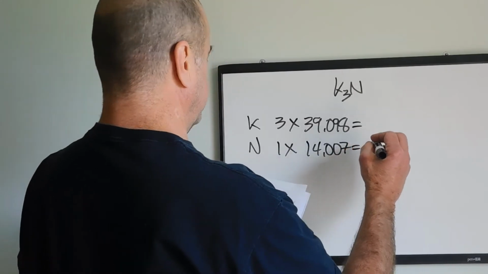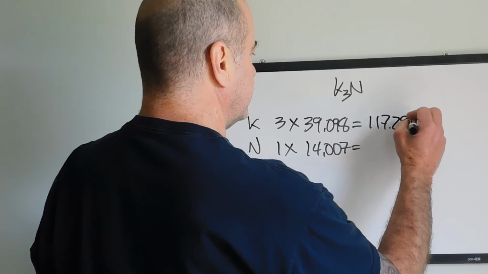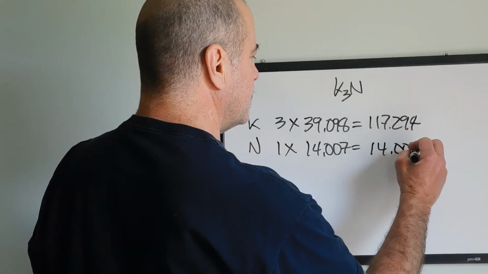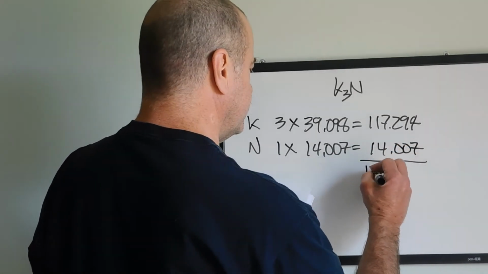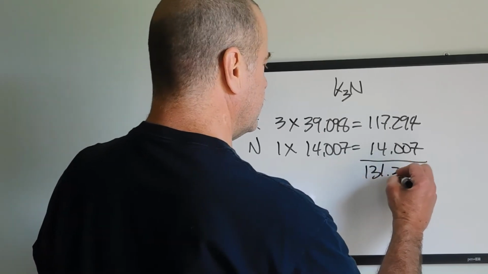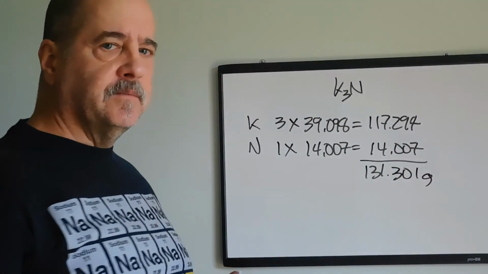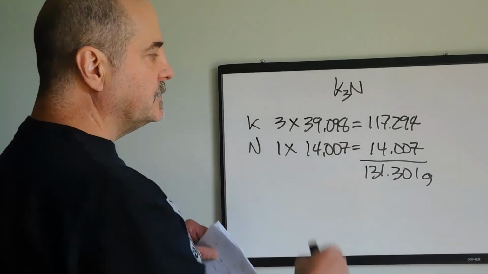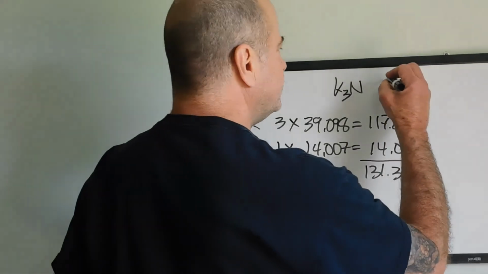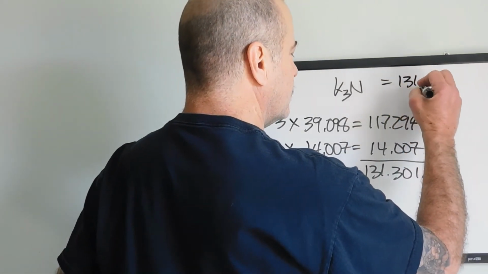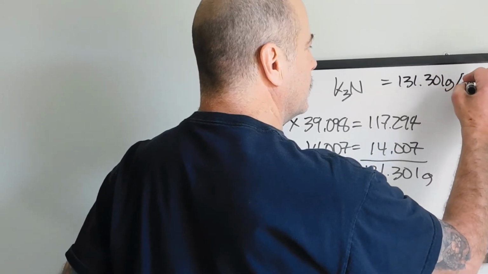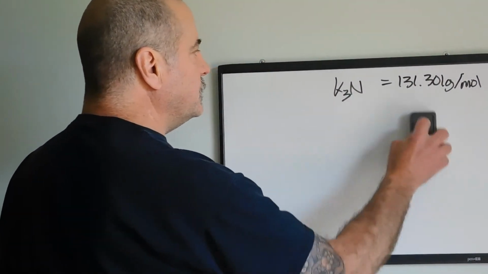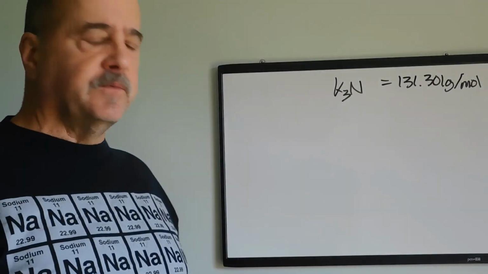Multiply that out. Add them together. And that's how many grams there are in 1 mole of K3N. Okay, so potassium nitride has 131.301 grams in 1 mole. Okay, so now that you have that, now you do the problem just like we did before.